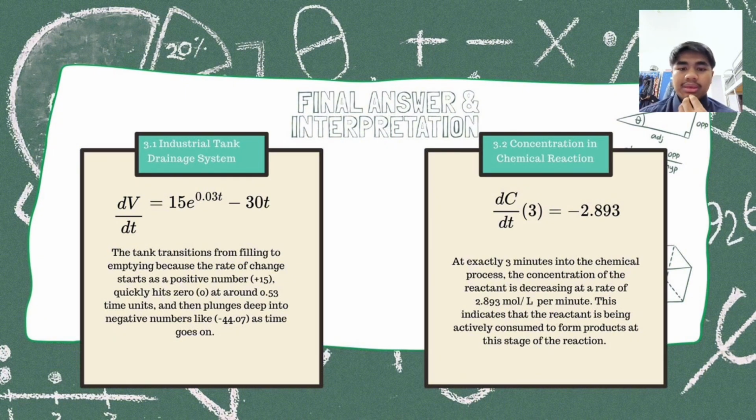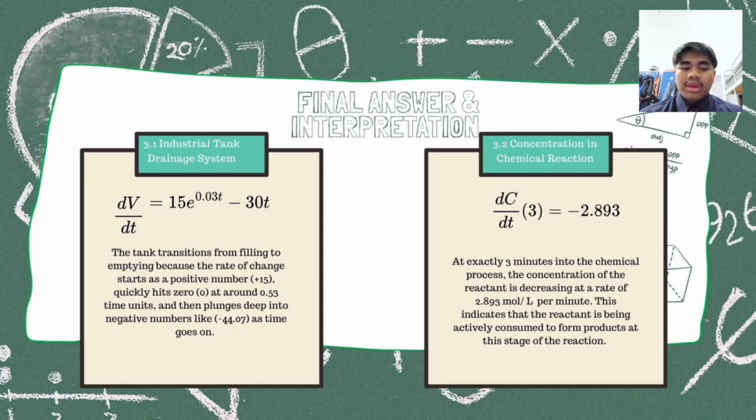For 3.1, industrial tank drainage system, the derivative is dV over dt equal to 15 e to the power 0.03t minus 30t. Initially, the rate of change is positive, meaning the tank is filling, until approximately 0.53 time units. The rate becomes 0, which is the transition point between filling and emptying. After that, the derivative becomes negative, showing that the tank is draining and the volume decreases more rapidly as time increases.